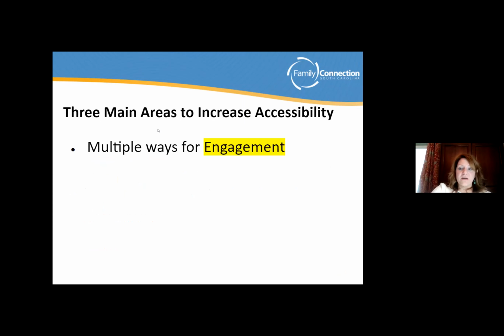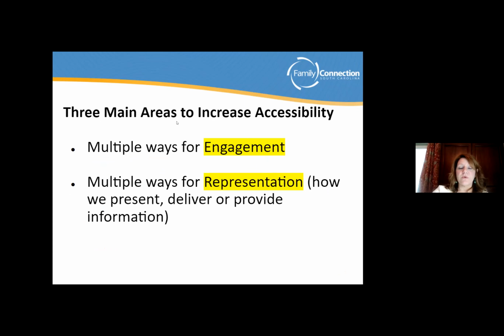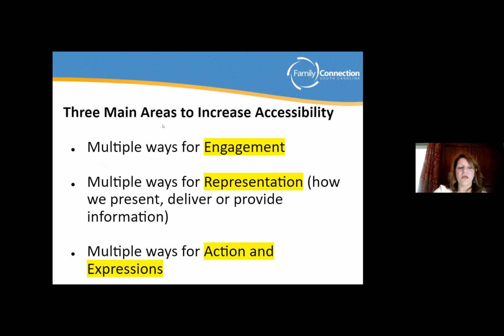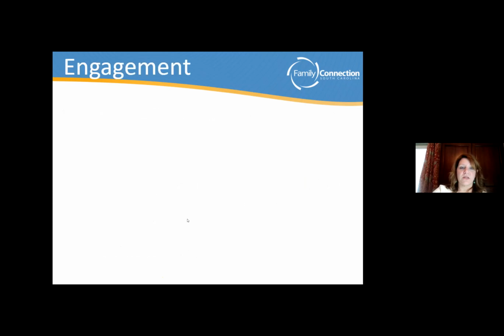So there are three main areas to increase accessibility: providing multiple ways for engagement, multiple ways for representation, meaning how we present, deliver, or provide information, and then multiple ways for action and expression of knowledge and just that communication component. So let's talk about engagement.